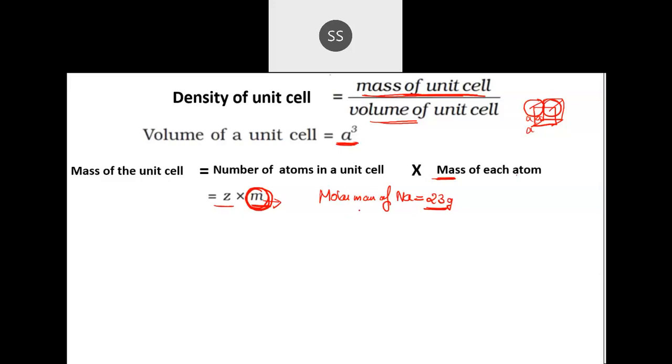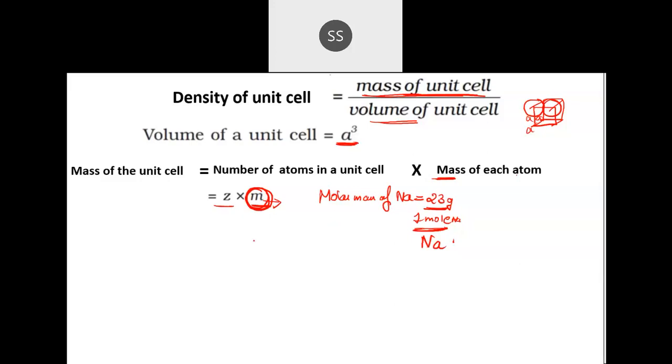Yeah, divide by Avogadro number. Okay, divide. Yes. I hope it's clear. I'll repeat once again. Molar mass means you are having 1 mole of sodium atom present. Okay, 1 mole of sodium, which is weighing 23. So if you want to calculate for only one atom, you should divide by Avogadro number. That is, you need to divide by Na. This 23 should be divided by Na. Then you will get mass of one atom. Okay. So I hope it's clear.